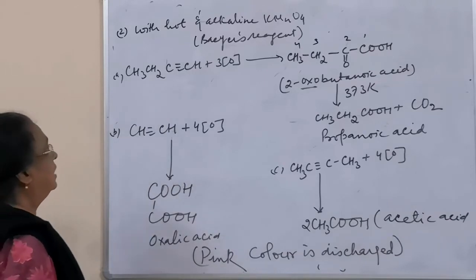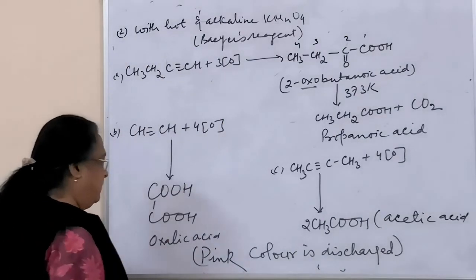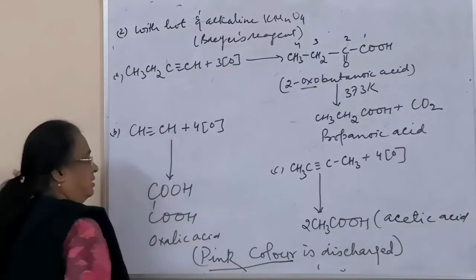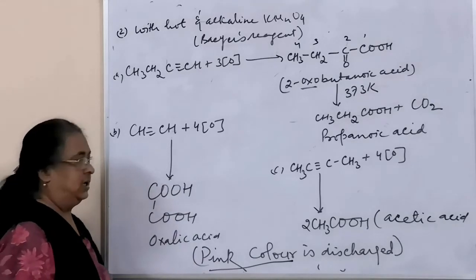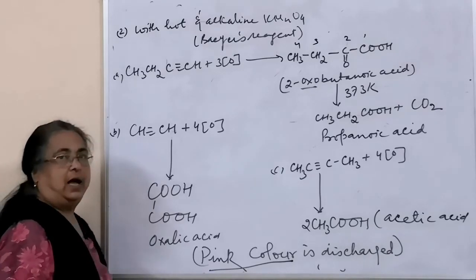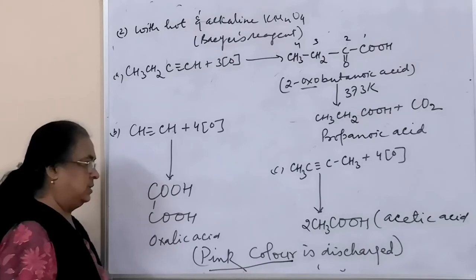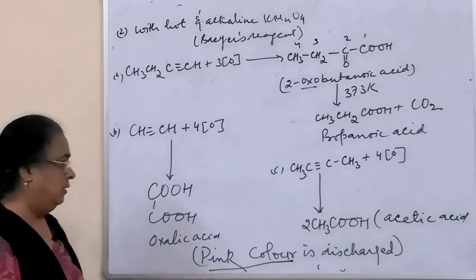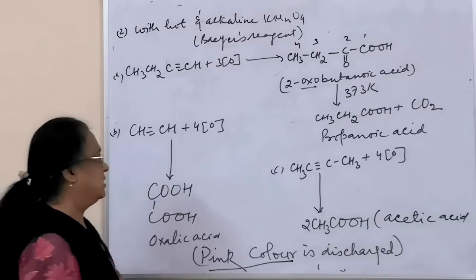The important thing about alkaline permanganate is that whether cold or hot, whatever is taken, the pink color of permanganate will be discharged when treated with an alkyne. This is another test for unsaturation that we have done in alkene also. So you can test that alkyne ethyne has a triple bond by adding permanganate to this, either alkaline permanganate, either hot or cold, then its color will disappear.